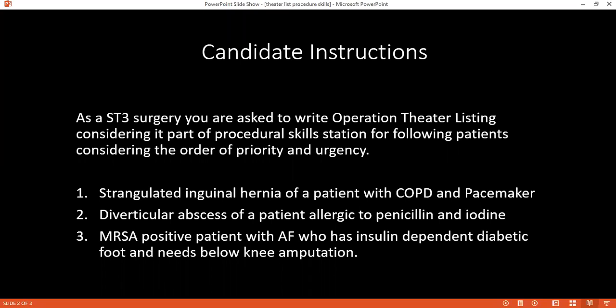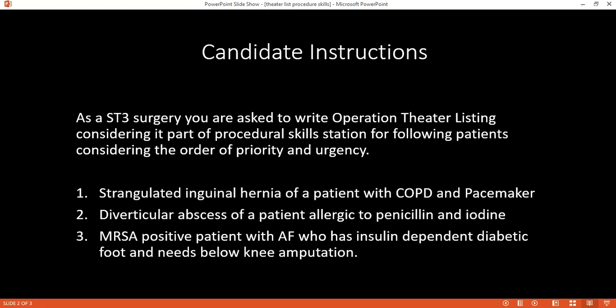Okay. The second patient, diverticular abscess, is allergic to penicillin and iodine. How would you take care of this patient? First of all, it will be marked in her file about her allergies. Secondly, I will inform the anesthetist as well as the OT staff regarding the penicillin and iodine allergies, and we will replace the iodine with chlorhexidine, and the penicillin will be replaced by ciprofloxacin, so we will make sure that the patient does not have any anaphylactic reaction during the surgery.